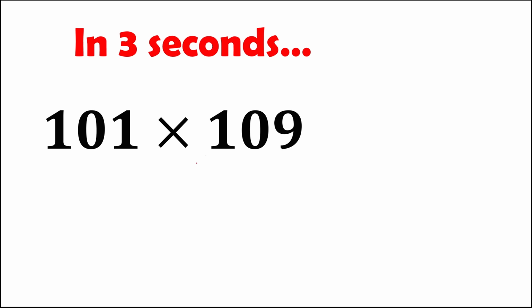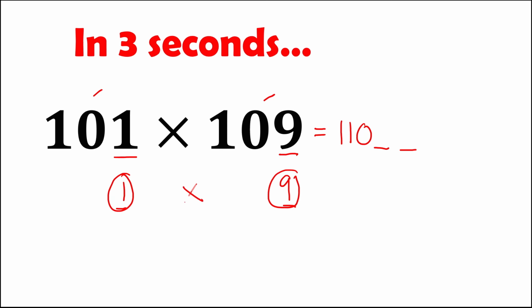Then for this problem, so since 101 is plus 1 from 100 and 109 is plus 9 from 100, then this 101 plus 9, that's 110, or 109 plus 1, that's also 110. Then again, the last two digits, so multiply these two numbers. So 1 times 9, this one is 9, or 09. So therefore this 101 times 109 is equal to 11,009.